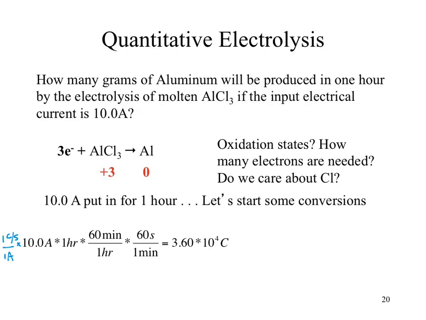1 hour happens to be 60 minutes, and 60 minutes happens to be 60 seconds each. We end up now with our magic number: 3.6 times 10 to the 4th coulombs. We're trying to get this into aluminum metal, but we don't have a unit yet that we can work with. Can we convert coulombs to something from our equation? Say through a magic Faraday's constant.